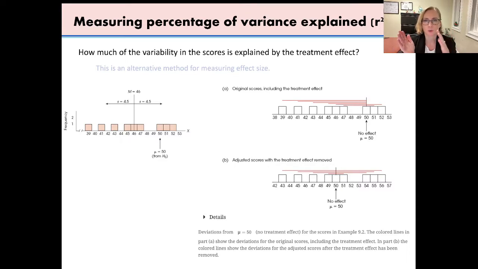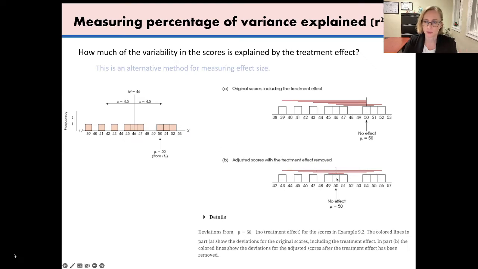We can create a shift, we can adjust the scores by removing the effect out of that. So if you took all of your values and you added 4 to each of them, and you shifted it to where they would be centered around the population mean, how does the variability look then?